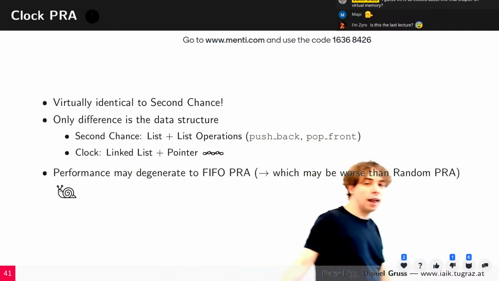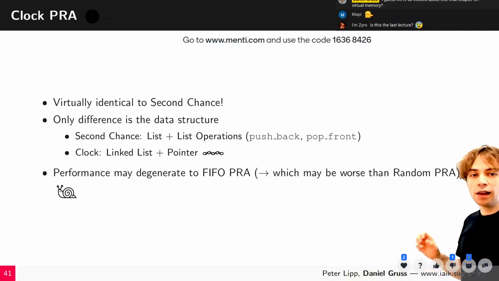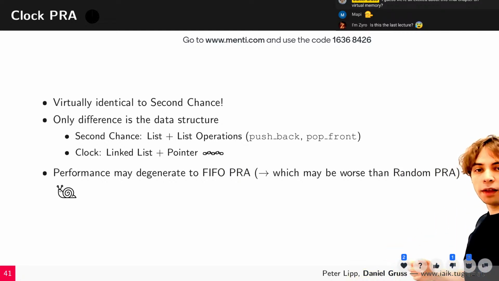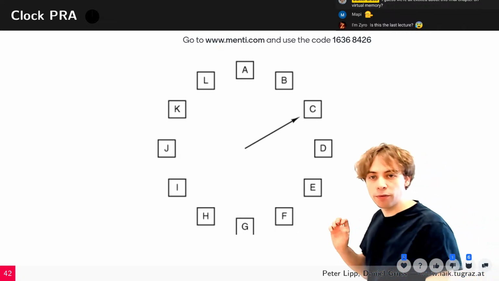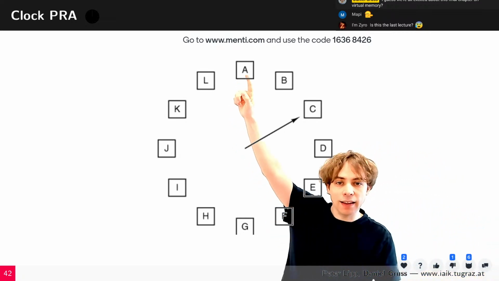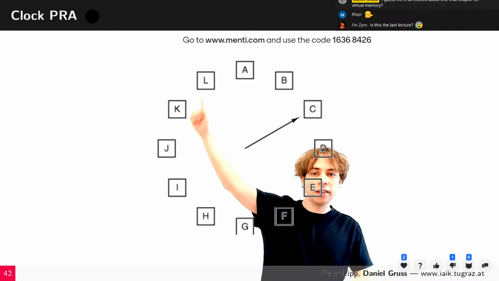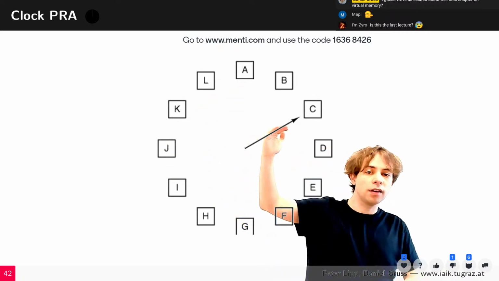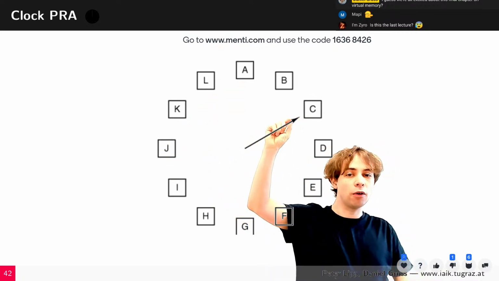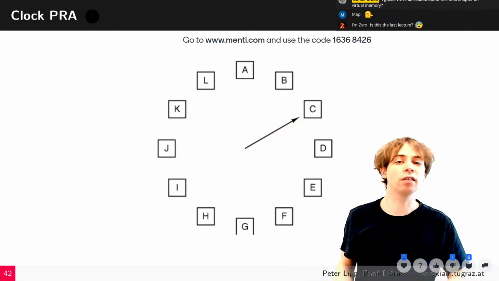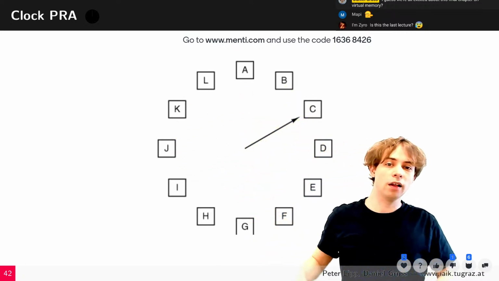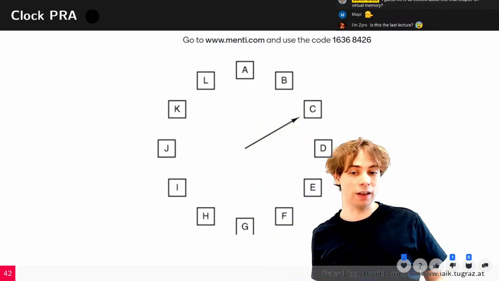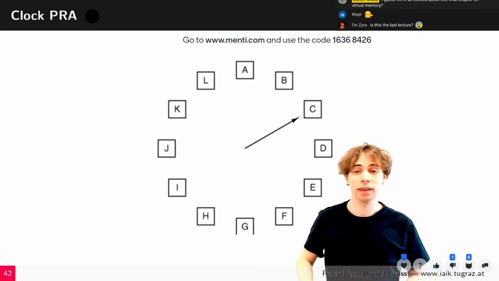The performance of this can degenerate to FIFO, and it will in some cases. So the performance might be worse than random PRA. Why is it called clock? Because the illustrations of the clock PRA illustrate this linked list like this, and basically at any point in time you have one hand of the clock pointing to the page that is going to be evicted next, and then you turn around this clock until you have found the page that you can evict. That's why it's called clock.